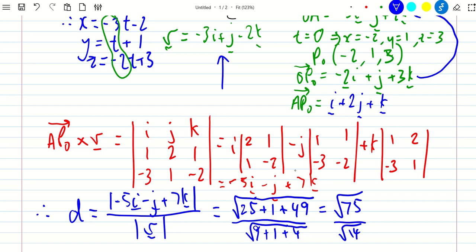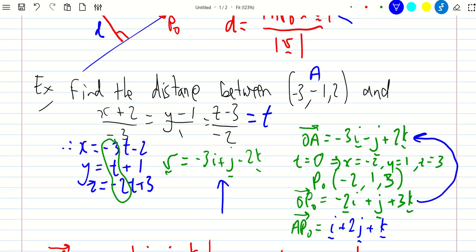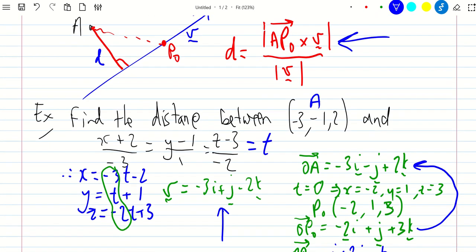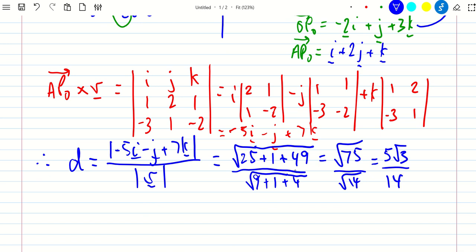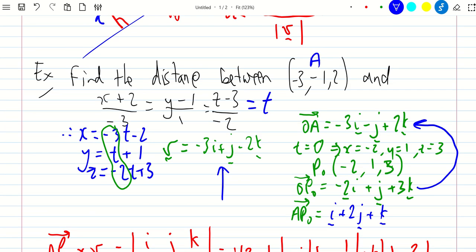We can just simplify this a little bit. 75 is 25 times 3, so that'll be 5 root 3 over root 14. And that is my answer. This question didn't have any units in it, so it's just 5 root 3 over root 14 units. And that is the distance between the point A and that line.